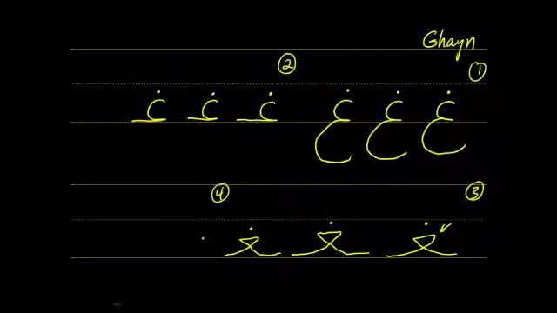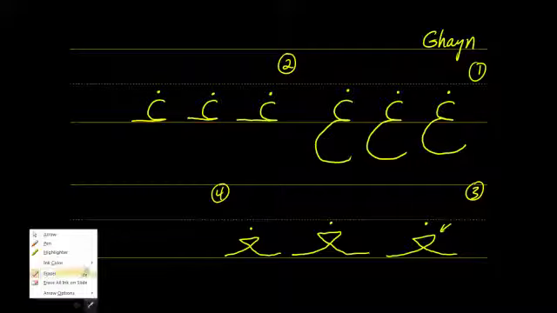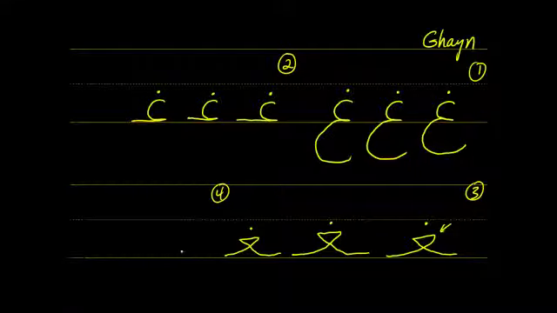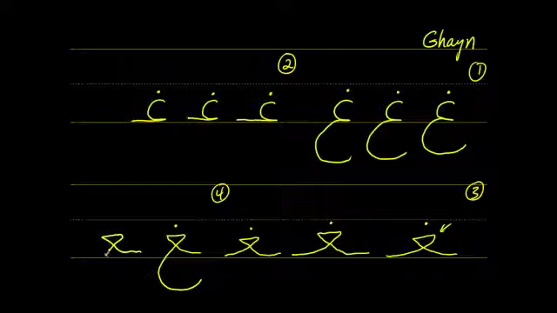And final position, we have the ghayn just like the independent position. Excuse me. Actually, I'm going to erase that. So actually we have the ghayn here in the independent position. It's going to look like that, and with a dot. One more time, with a dot.